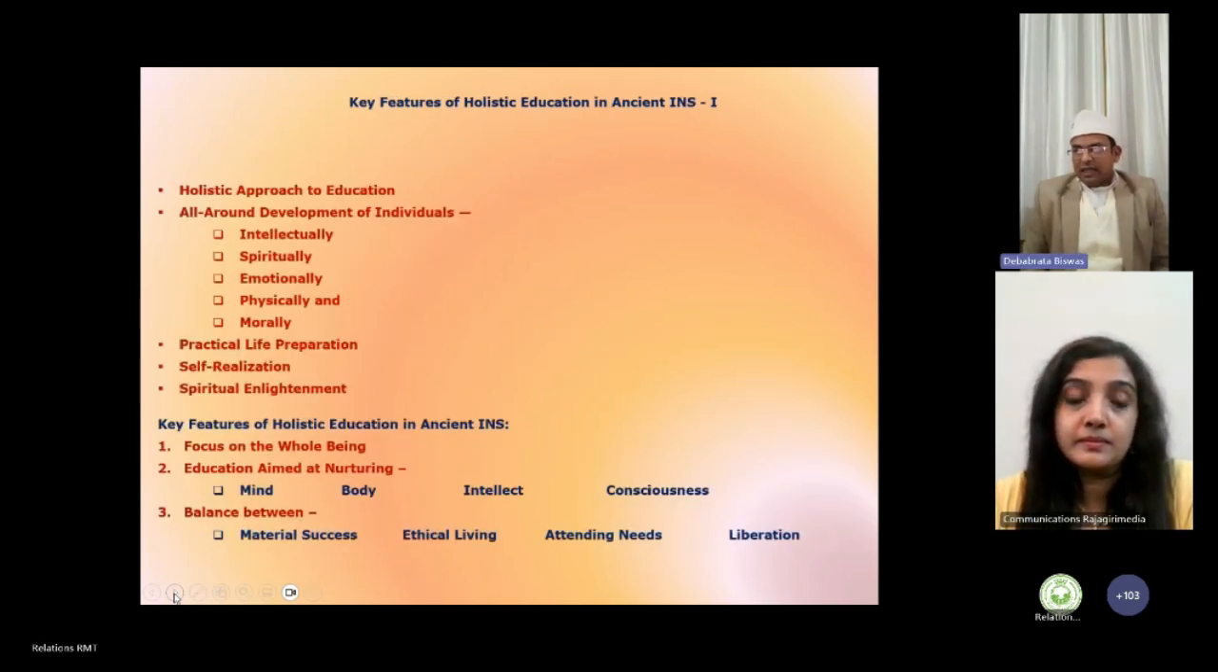So we can say that, okay, next topic, our next agenda is key features of holistic education in ancient Indian knowledge system. Whether it was there in our education system or not, let's see. The ancient Indian knowledge system emphasizes a holistic approach to education, all-round development of individuals. And again, the words are repeated: intellectually, spiritually, emotionally, physically, morally, practical life preparation, self-realization, spiritual enlightenment.